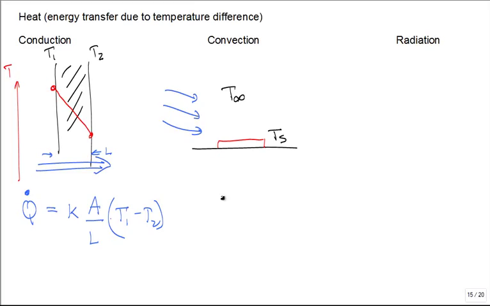And they say the rate at which heat is transferred, Q dot, is equal to a convection coefficient. Hey, that's a constant of proportionality, just like k. k, thermal conductivity, h, convection coefficient. Times the area of the surface, where the air is contacting the solid, that contact area, times the temperature of the surface minus the temperature far away in the fluid.